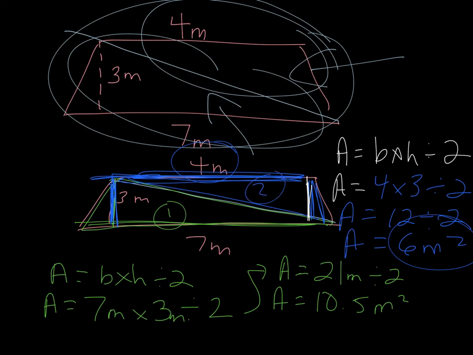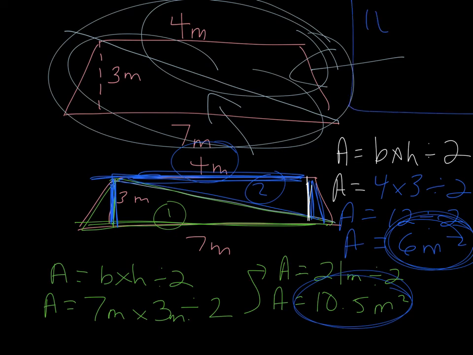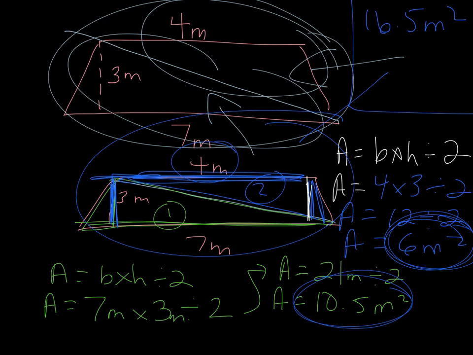So now we have to add those two areas together, right? We have to add 6 meters squared plus the 10.5 meters squared, which gives us, and sorry, I'm going to go all the way to the top. I know it's a little bit messy, but I'm just working in this corner here. And that would be 16.5 meters squared, and that would be the area of the entire trapezoid.